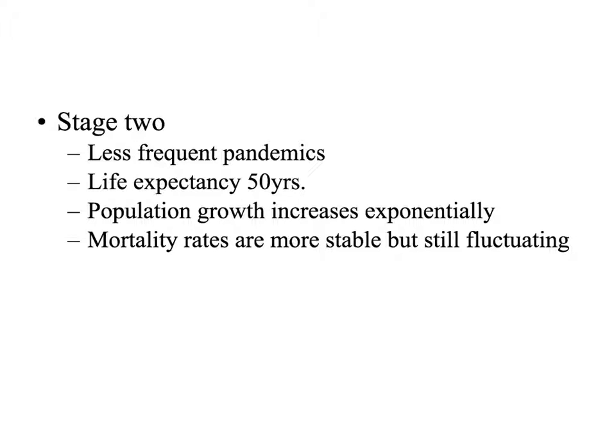And stage 2 is less frequent pandemics, and life expectancy is about 50 years. Population growth increases exponentially, like that. And mortality rates are more stable, but they are still fluctuating.